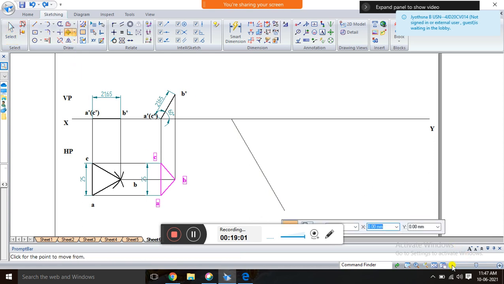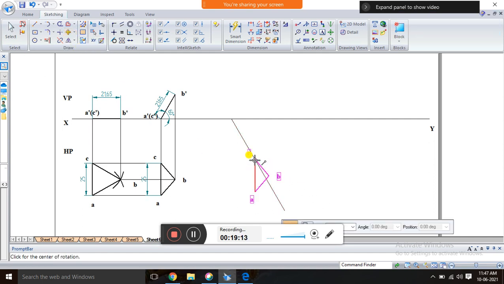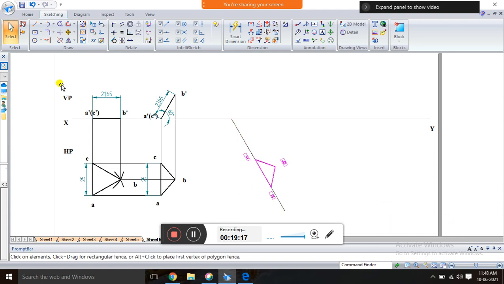Move option, take here, and you have to place, means the entire thing you have to rotate exactly. So like this you have to place. This is what the reconstruction is.